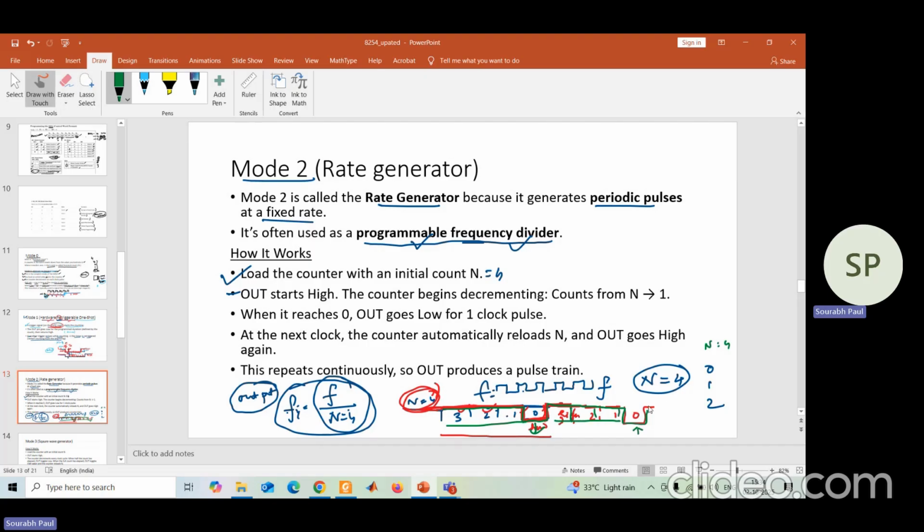Now, if I want to measure the frequency of this signal, then it will be nothing but the frequency of the clock signal divided by n equal to 4, meaning f by 4. This will be the frequency of this new signal, which I am getting from the output terminal of the selected counter. So that's why this is known as rate generator. This signal is generated at a particular rate, that is f by 4.